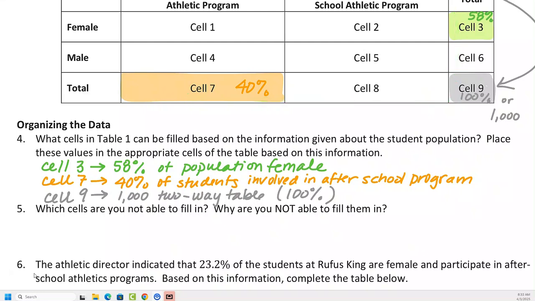So what cells can we not calculate? Yep. So it's cells 1, 2, 4, and 5. So why are we not able to fill them in? We need one of these cells to find the other 3.